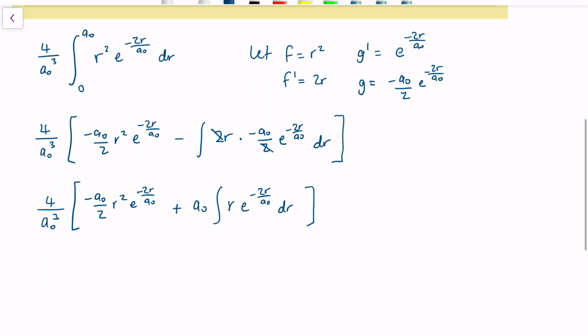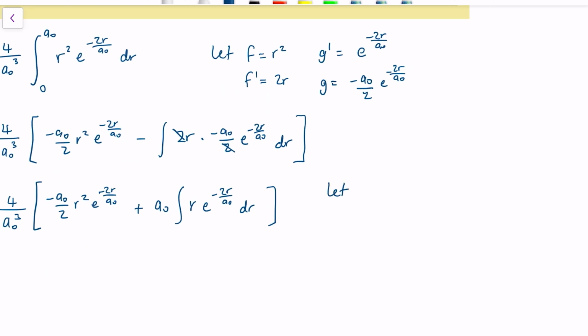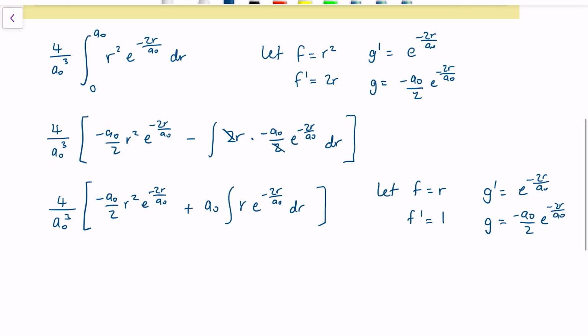Use integration by parts again, but this time we let f equal r, f dash equals 1, g dash is the same thing as what we had before, so g is the same. We don't have to worry about an integration constant when we're using integration by parts. We don't have to worry about g having a plus c there. Okay, sub that in.